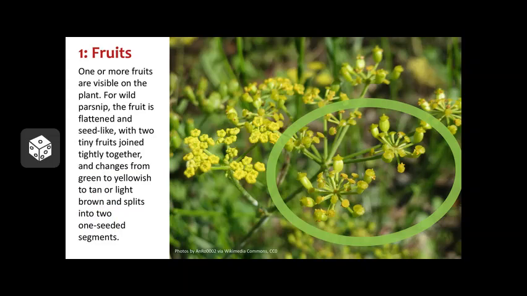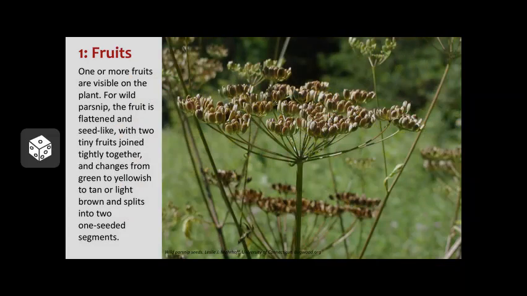It is defined as when one or more fruits are visible on the plant. For wild parsnip, the fruit is flattened and seed-like, with 2 tiny fruits joined tightly together, and changes from green to yellowish to tan or light brown, and splits into 2 one-seeded segments. The parts of this image that are circled show the fruit's phenophase during its yellowish stage. And in the image here, we can see this phenophase after the fruit has changed from yellow to tan or brownish.